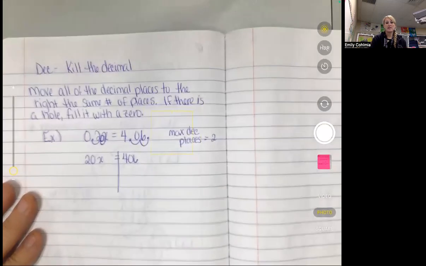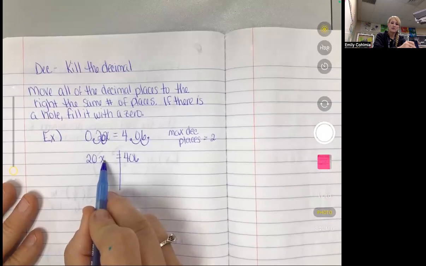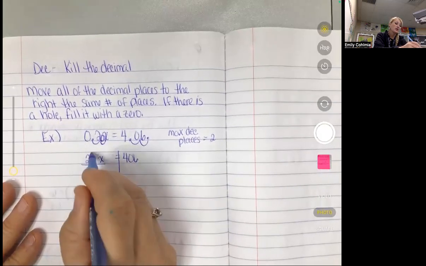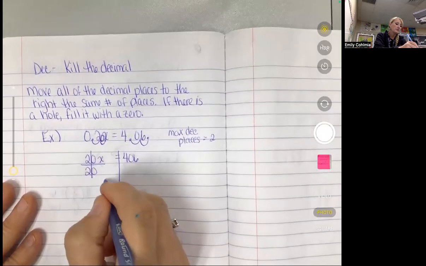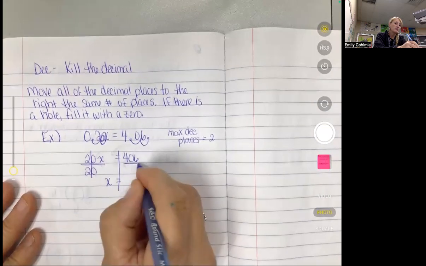Now that I don't have any decimals, I can simply solve. So I have 20 times x. I'm going to divide by 20 because they're multiplied. 20 over 20 is my big 1, which gives me 1x. That's what I want. Whatever I do to one side, I have to do to the other side.